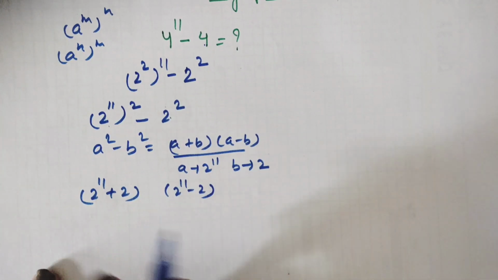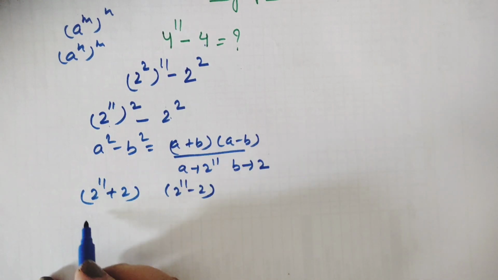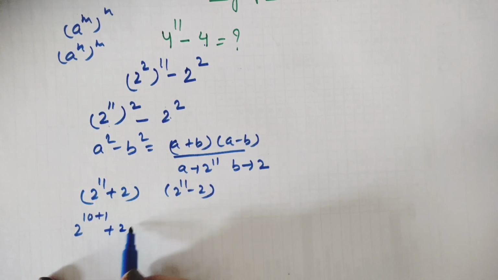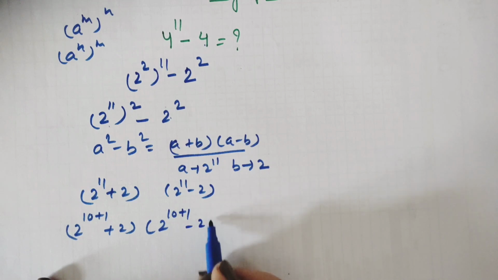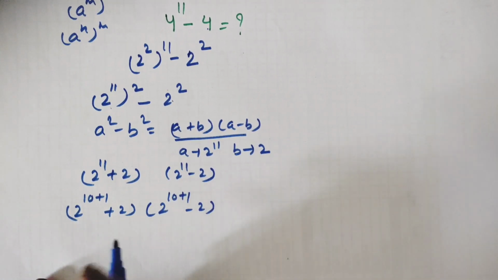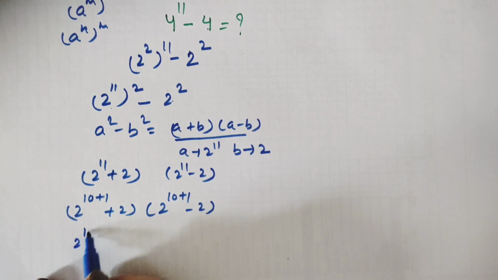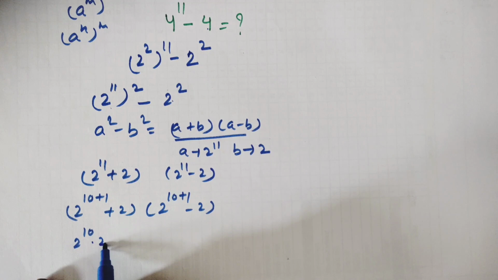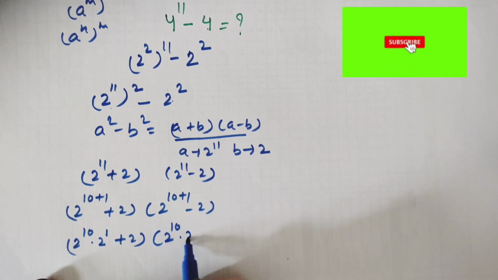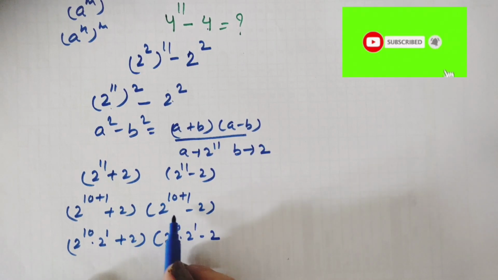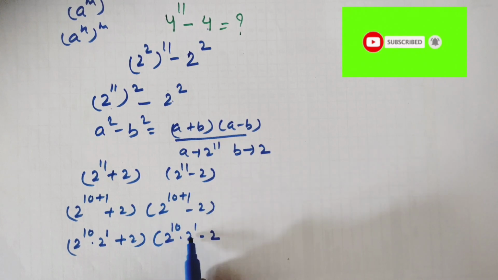Now, can we write 2 raised to the power 11 as 2 raised to the power 10 plus 1, and this 2 is as it is? Similarly we will write 10 plus 1 again, minus 2. Now we break the powers: 2 raised to the power 10 into 2 raised to the power 1, plus 2, and here also 2 raised to the power 10 into 2 raised to the power 1, minus 2. We just split the powers separately.